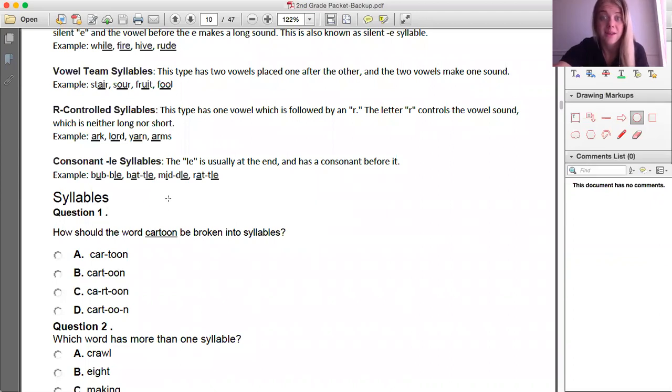So number 1 says, how should the word cartoon be broken into syllables? Well, when you're clapping and saying the word cartoon, you would say car-toon. So you should see that you would split it as A, car-toon.